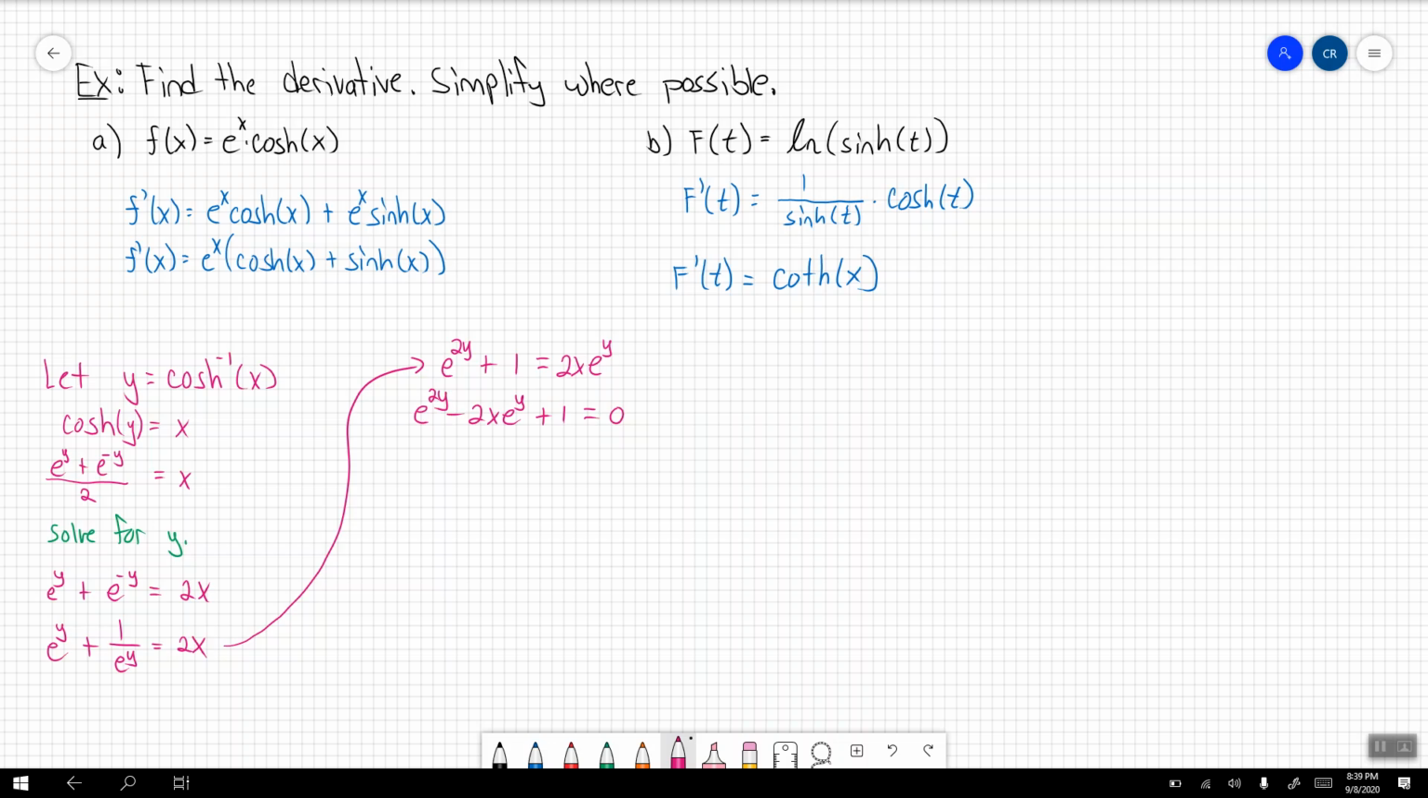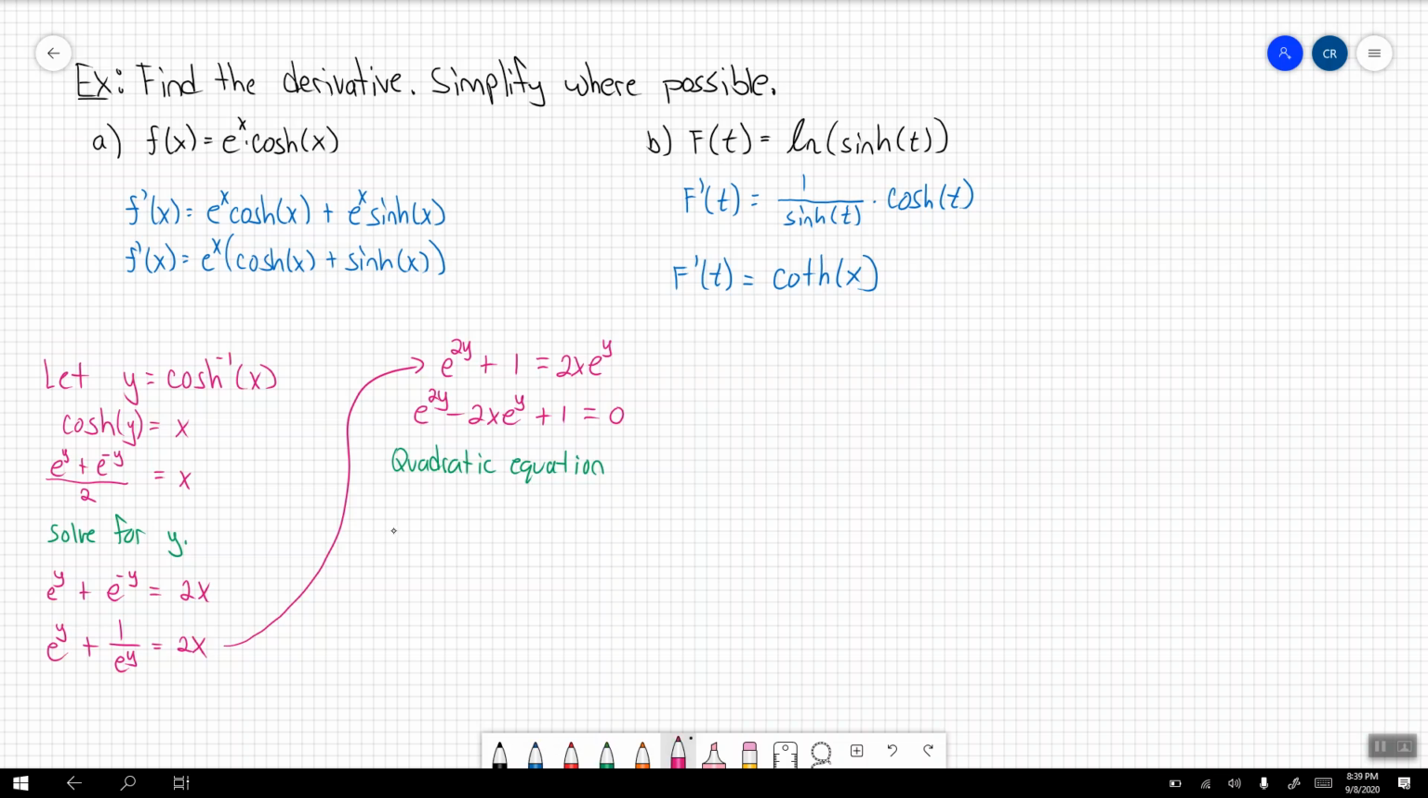So let's see how we're going to go about this. This equation here, man, this is really neat. This is a quadratic equation. Check that out. If it's a quadratic equation, we can solve by using the quadratic formula. So we're going to use the quadratic formula naturally.